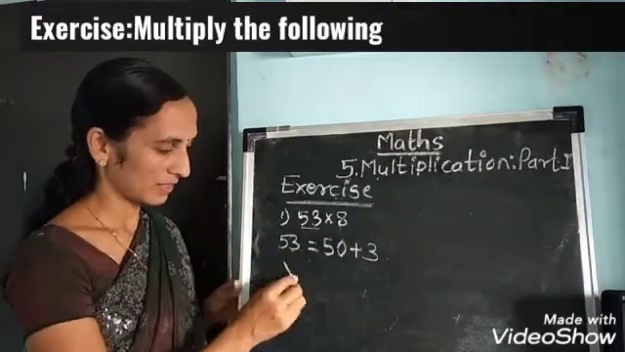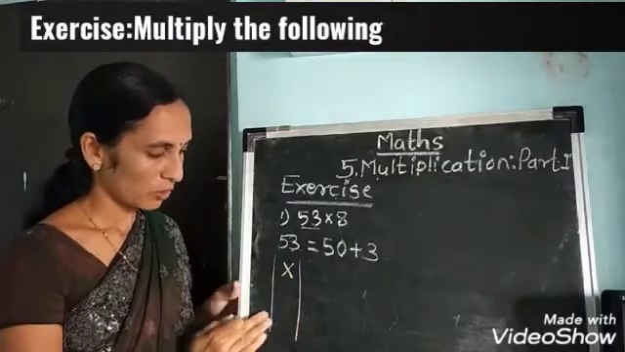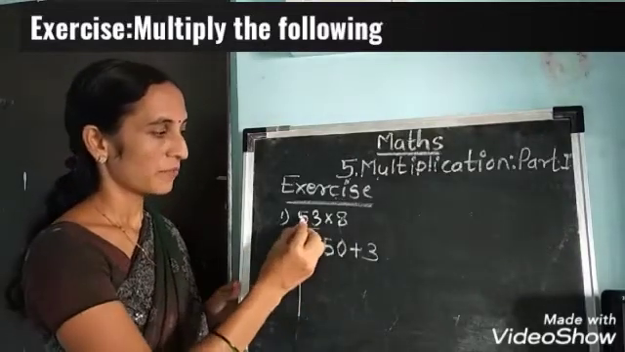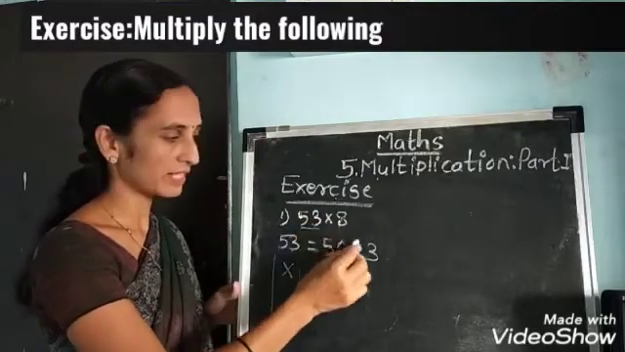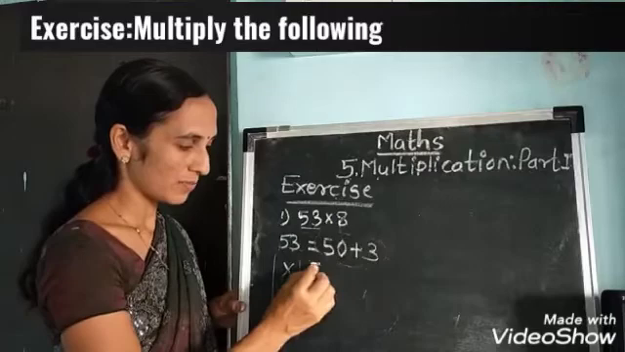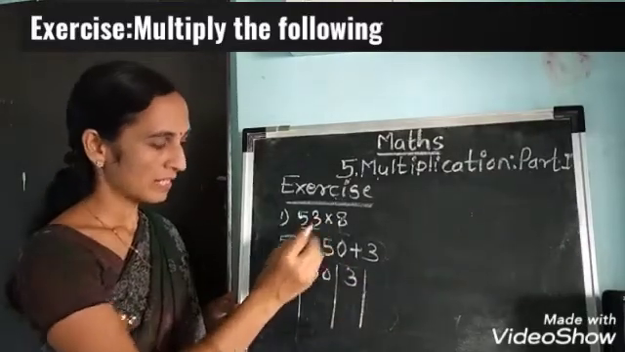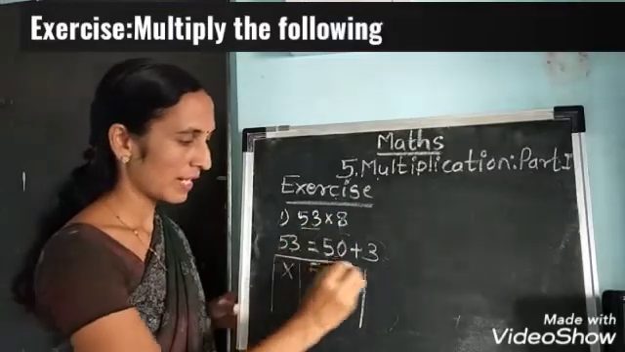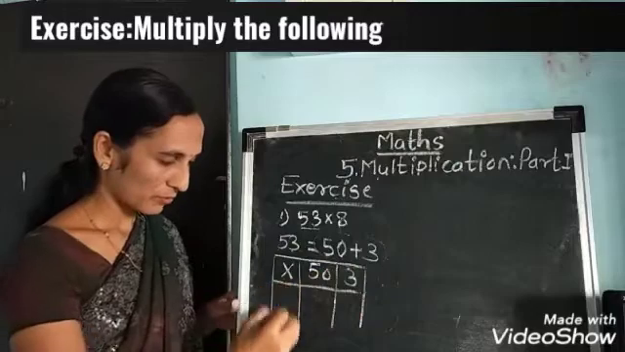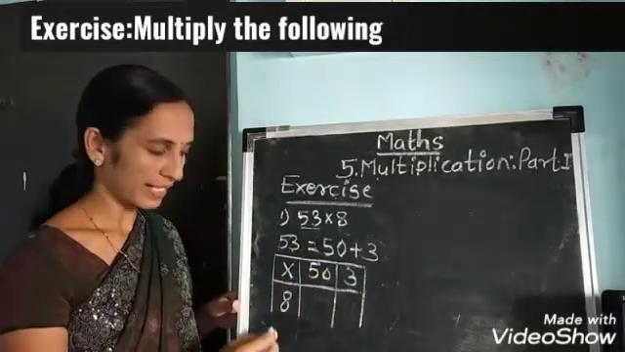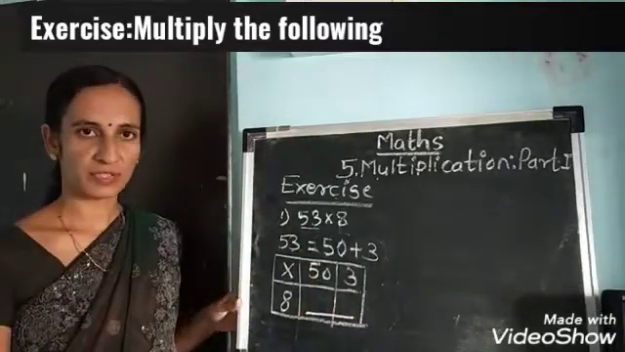By the lattice method. How to make the boxes? It is the symbol of multiplication. See, 53 multiplied by 8. Instead of 53, we are going to use its expanded form. 53. Got? Multiplied by 8. 8 we don't have to write in the same row. We have to write it vertically. Multiplied by 8. Find the answer of these two boxes.